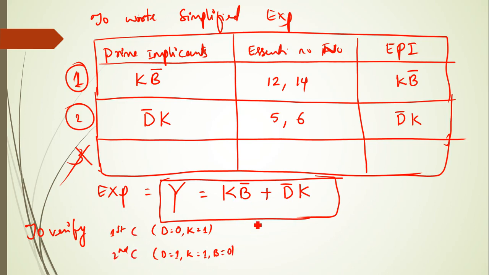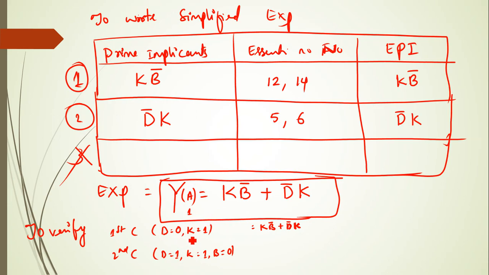So if you substitute in the above expression, the first condition is KB bar plus D bar and K. Okay, what happens? We will see. An alarm should be generated at this particular point. The output is nothing but the alarm. So alarm should be 1 for these two particular cases. So now we are verifying using this expression whether the alarm will be 1 or not.